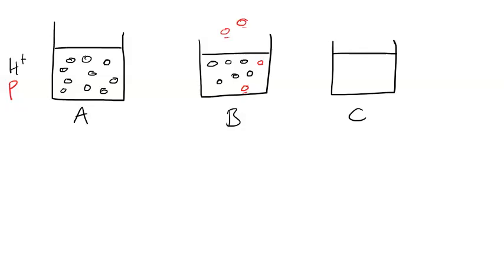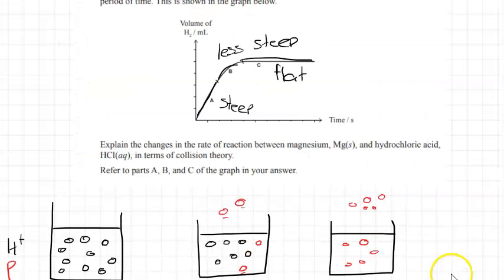So the number of particles of reactants that we now have in the solution is less. And then finally in part C, we've got some magnesium chloride in here and we've got some hydrogen gas that's escaped. But we've got no more reactants left. So we need to explain what's happening in terms of concentration at each part of the graph that was in the question there.